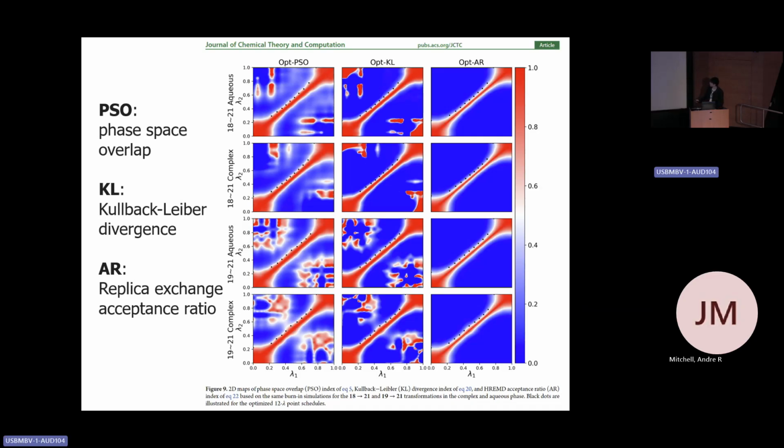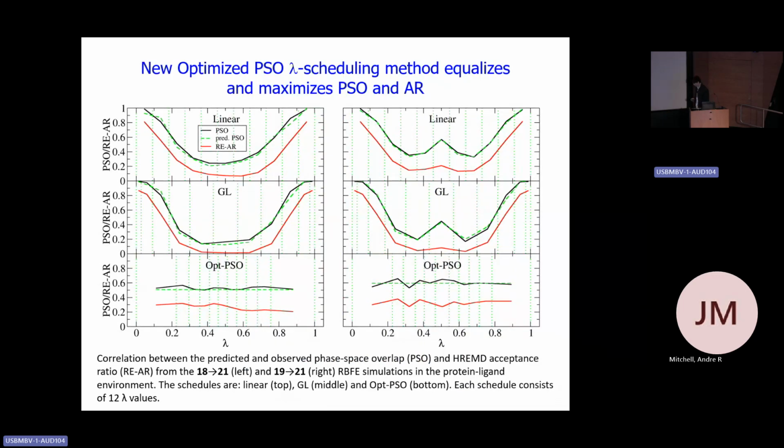Here we're going to analyze our new set of simulations. I'm showing two alchemical transformation examples, in the two columns. In each row, I'm showing the different schedules for the lambda windows. Each curve corresponds to either a phase space overlap or a replica exchange acceptance ratio.